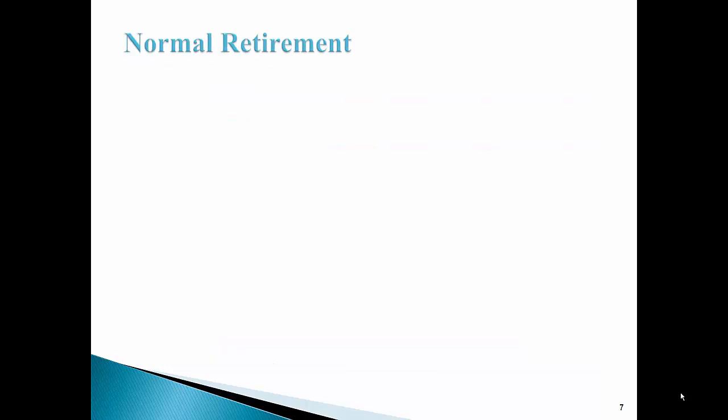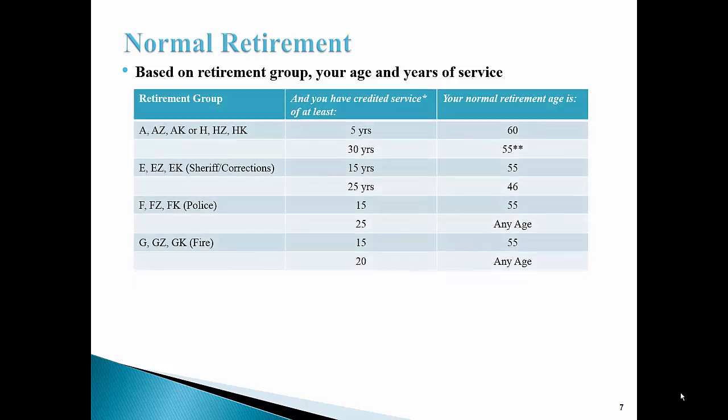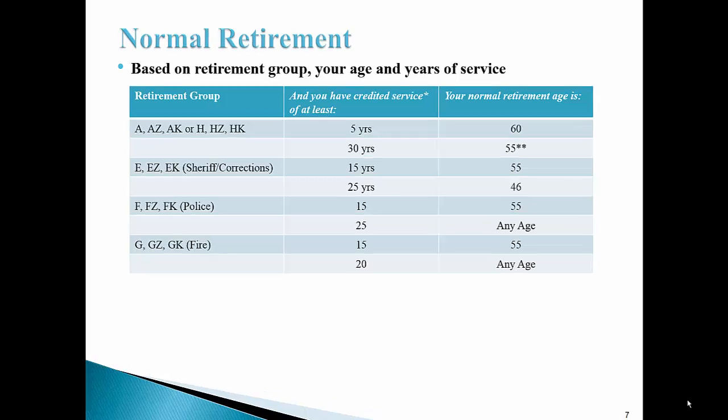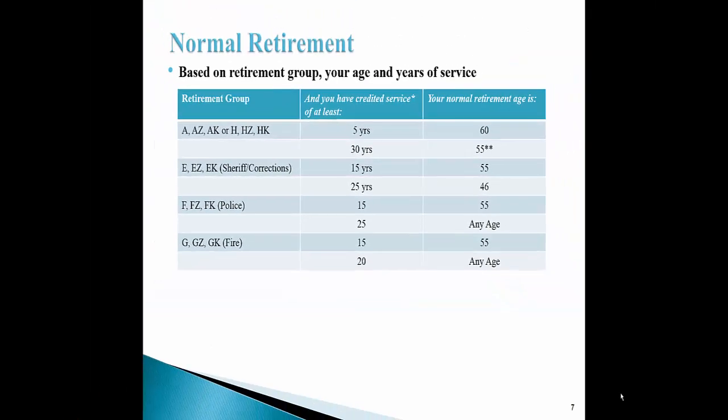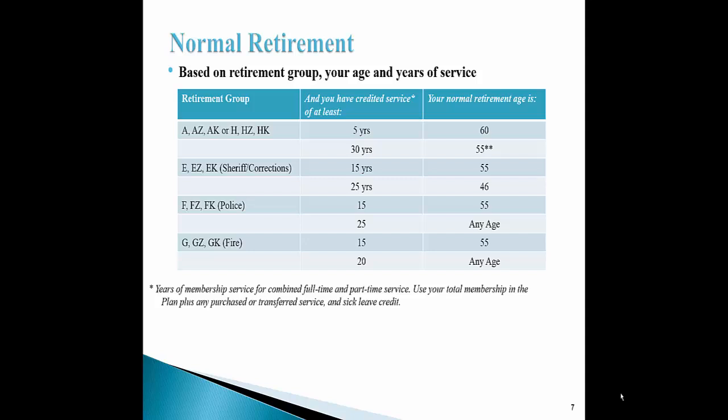Normal retirement. Your normal retirement date is based on 3 components: your retirement group, your age, and your credited service. Each retirement group has different requirements for normal retirement. Please refer to the chart for the minimum age and service requirements. Your normal retirement would be whichever of the two requirements you meet first. Please note that members with combined full-time and part-time service will use total years of membership service.